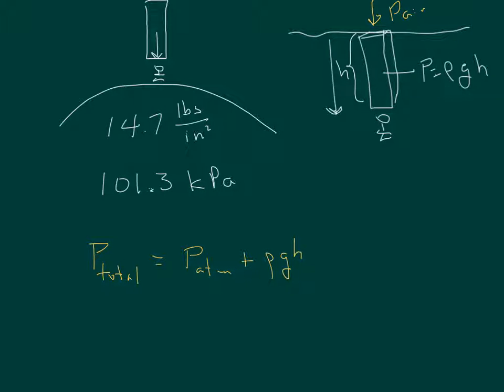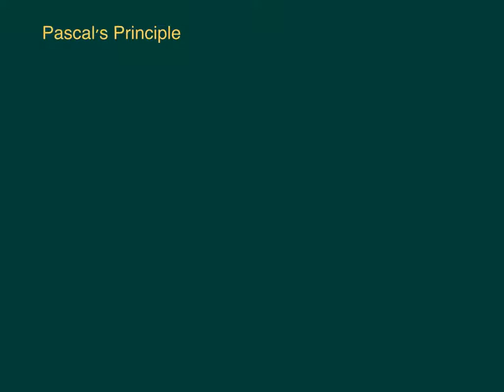Next we study Pascal's principle, developed by Blaise Pascal, who was a contemporary of Isaac Newton, only about 15 years older. And Pascal died at the early age of 39, but contributed a great deal to science.